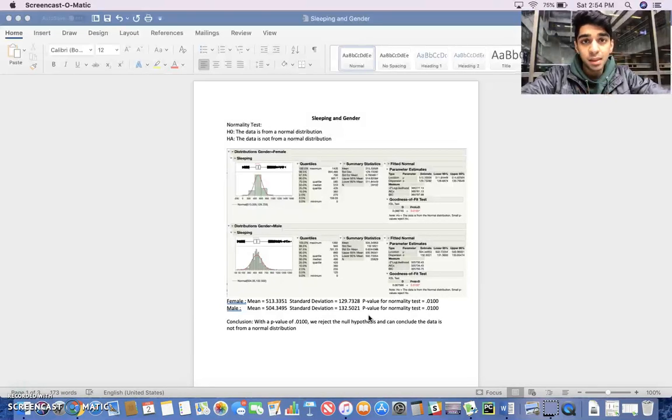So for the female normality test, I can conclude that with a p-value of 0.0100, we reject the null hypothesis and can conclude the data is not from a normal distribution. And we can also use the same conclusion for the male normality test because they both have the same exact p-value.